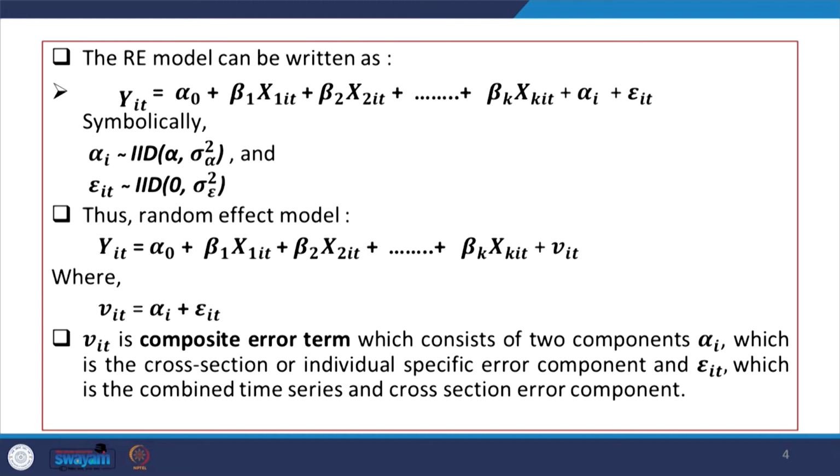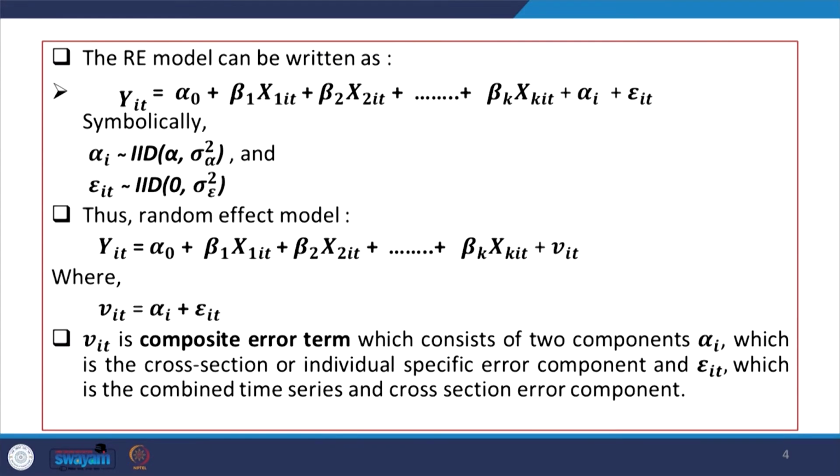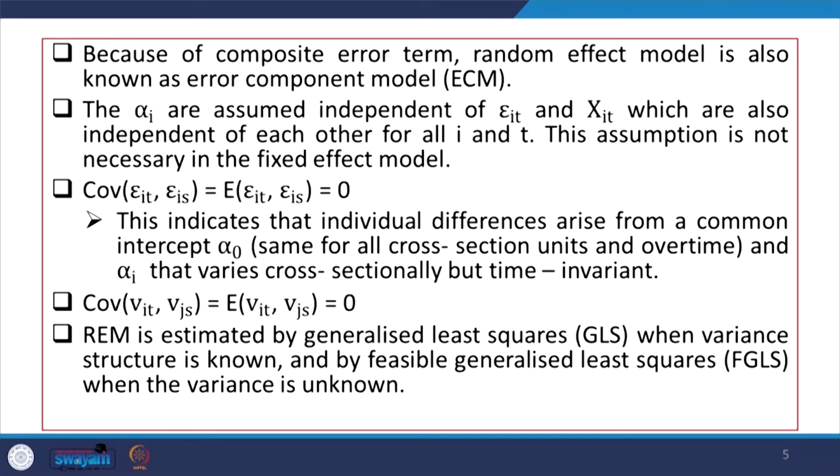So, v it is in fact the error term which is presented here, and that consists of two components, alpha i and epsilon it, which is the combined time series and cross section error component. Because of the composite error term, the random effect model is also known as the error component model. In short it is called ECM.